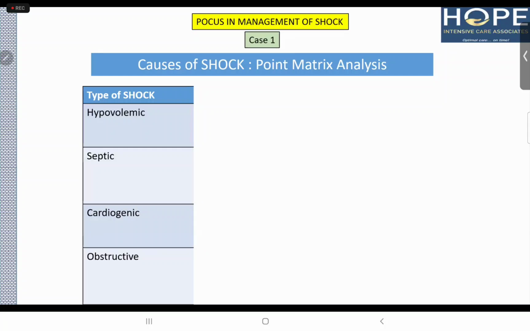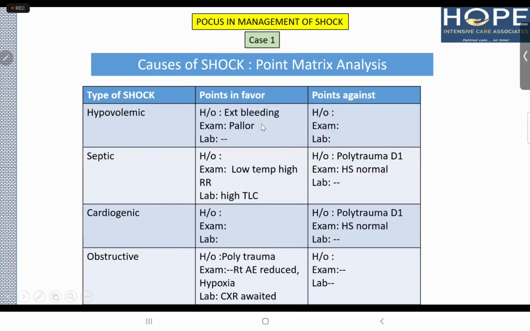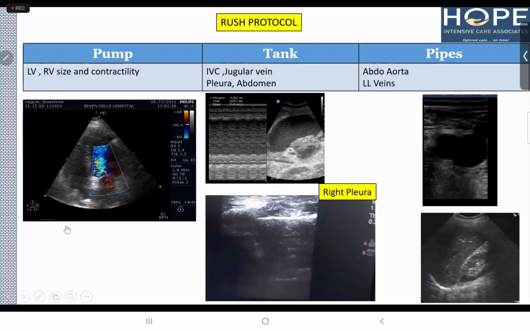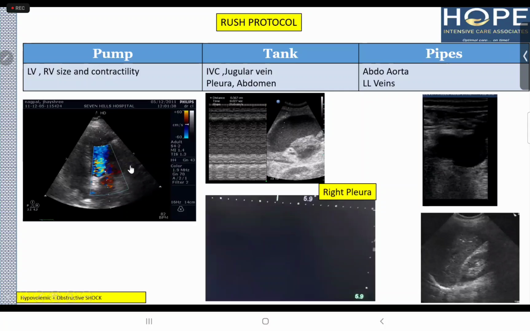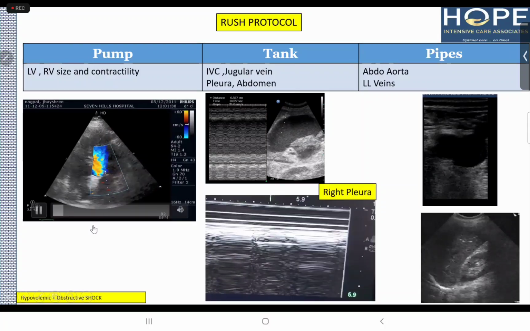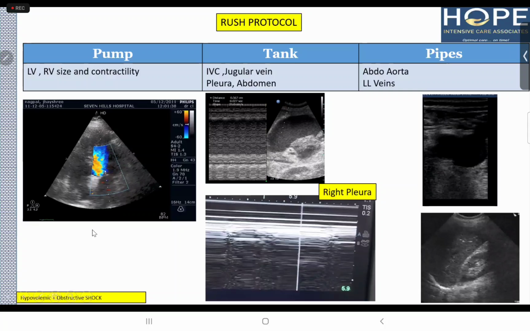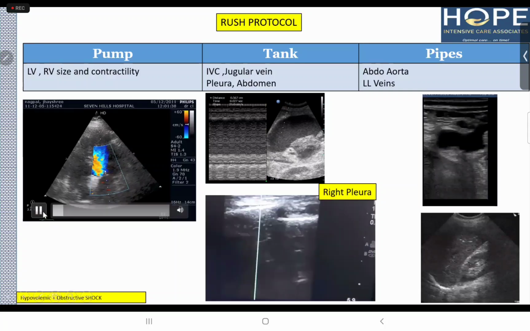Right. So here, you can use this type of matrix where you start putting down what you find, or this is the way. Here you can start putting points in favor and points against, or another way is you can actually put a HIMAP chart. I have started for you. So when you start with the pump, would anybody like to comment on what is there? This is the patient. You know the history. You have examined this patient, and this is the heart.